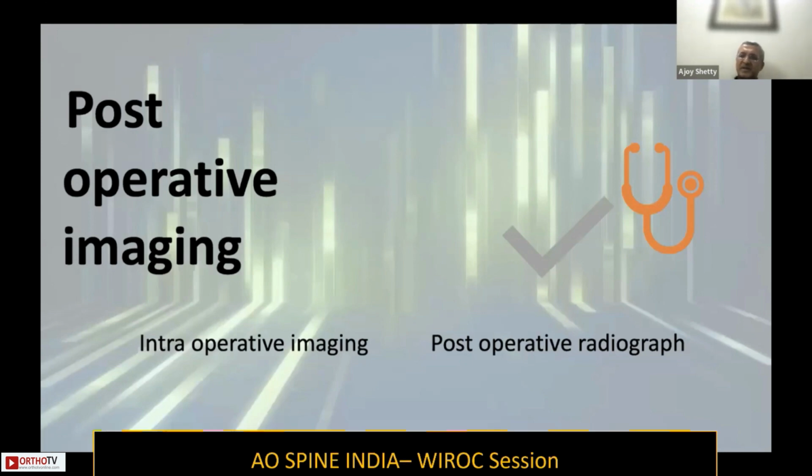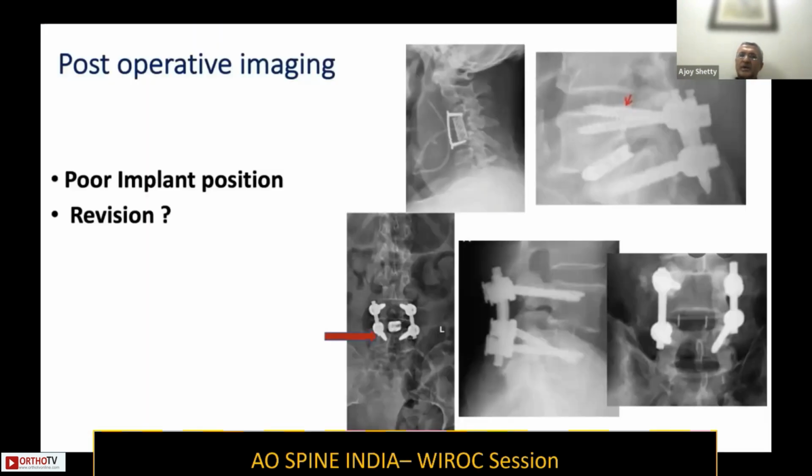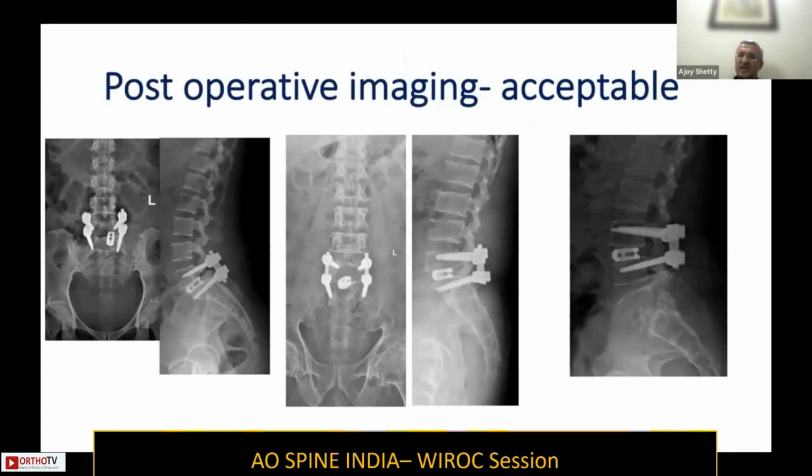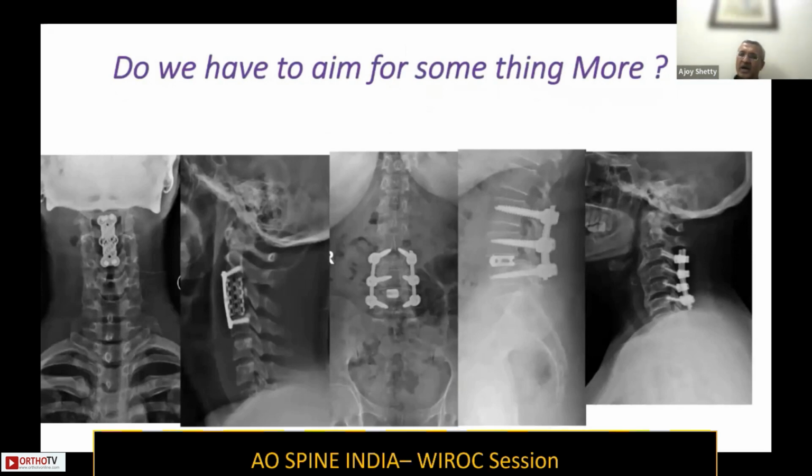Coming to the last part of my talk, about post-operative radiographs. When you look at post-operative imaging, is it enough for us just to look at the implant position and think whether it's a good fixation or a bad fixation, whether we need to revise it? Is it enough if you just say that the post-operative imaging is acceptable? This looks reasonable, it looks acceptable, the position of the screws looks quite good. Or do you have to aim for something more when you are doing your instrumentation?